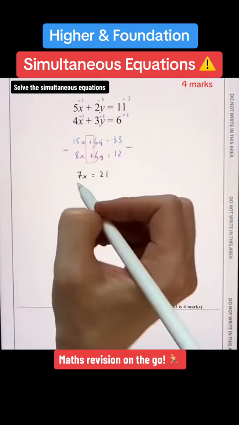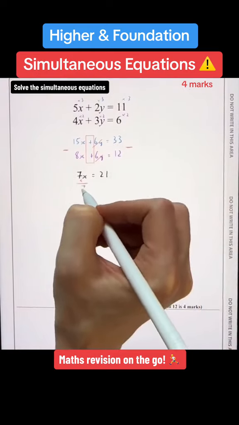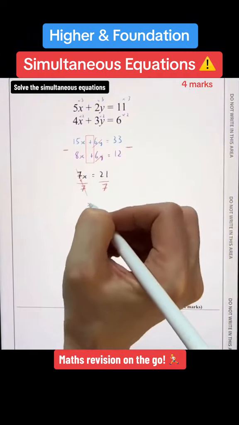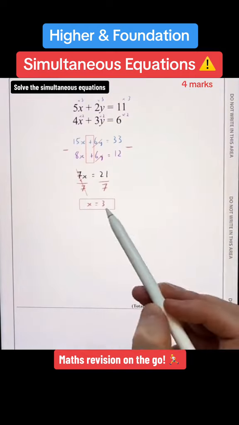As I want to work out the value of x, I know 7x in algebra means 7 multiplied by x. The opposite of multiply by 7 is divide, so divide both sides of my equation by 7. On the left-hand side, 7 over 7 will cancel, leaving us just with a single x. And on the right-hand side, 21 divided by 7 gives us 3. Now I know x equals 3.